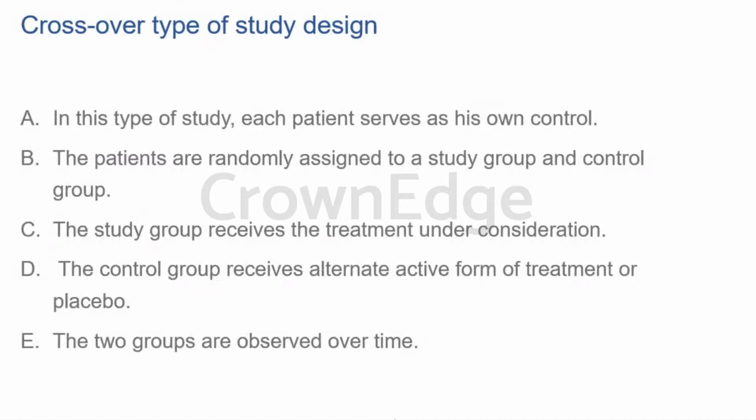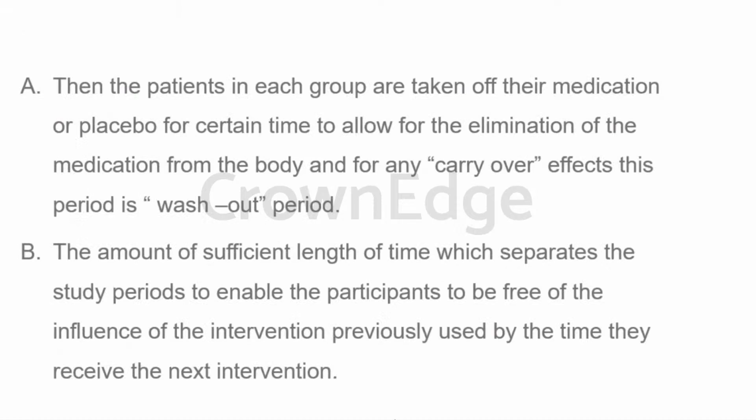So in this type of study, each patient is his own control. The patients are randomly assigned to a study and control group. The study group receives the treatment under consideration, and the control group will receive the alternate treatment or placebo. Then they are observed over a period of time. Then the patients in each group are taken off their medication or placebo for a certain amount of time, and this is to eliminate the effect of the medication on that patient. Once the effect is reduced or eliminated completely, the patients are reallocated.